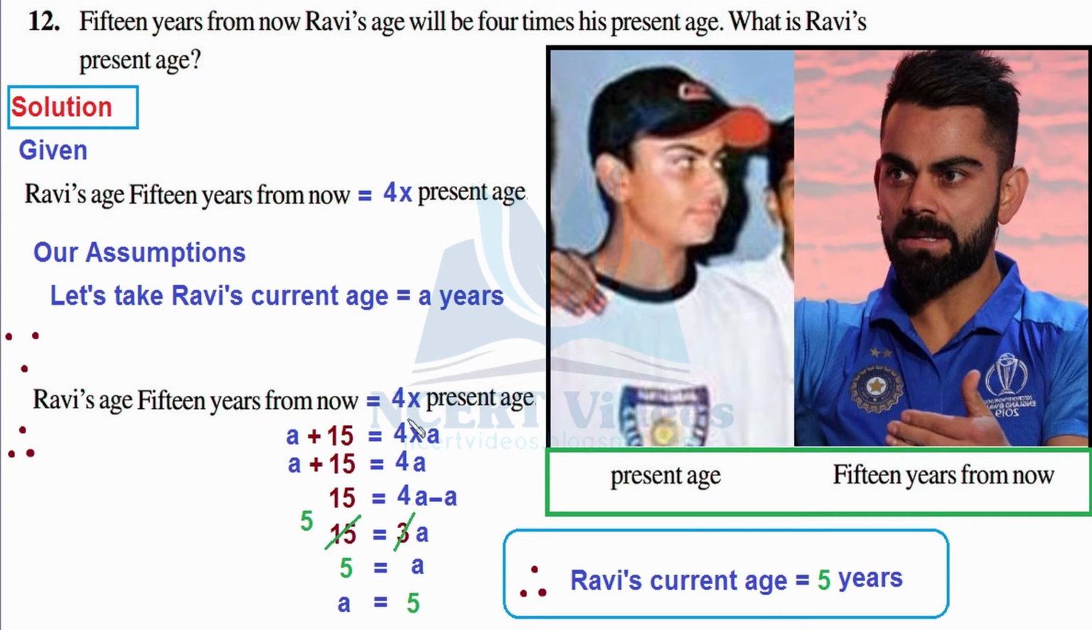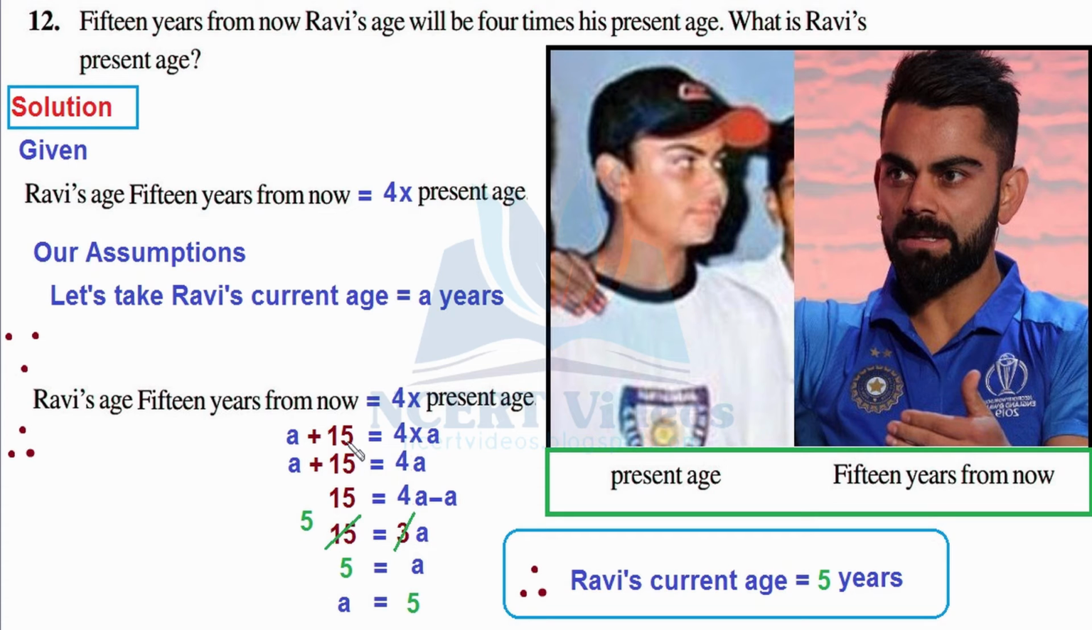So you see, left hand side equates to right hand side. This is the whole concept of an equation, that is you have to equate the values on both sides. Therefore we wrote 4 into A because this would be his age after 15 years. We are writing from this given statement to us. Ravi's age 15 years from now equals 4 times his present age. So this quantity on the right hand side equals this quantity on the left hand side.